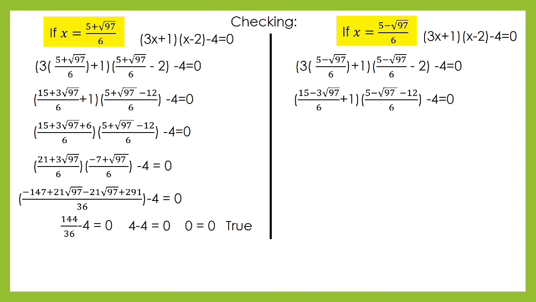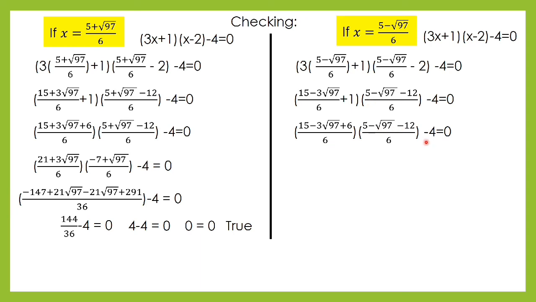Okay, so 3 times 5, 15. 3 times negative square root of 97. Okay, all over 6 plus 1. Okay, dito kinapi natin. And then multiply 6 times negative 2. 6 times negative 12. Minus 4 equals 0. Okay, so dito din ay kinapi natin. And then multiply 6 times 1. 6 all over 6. Kinapi natin yung nandito sa right side.